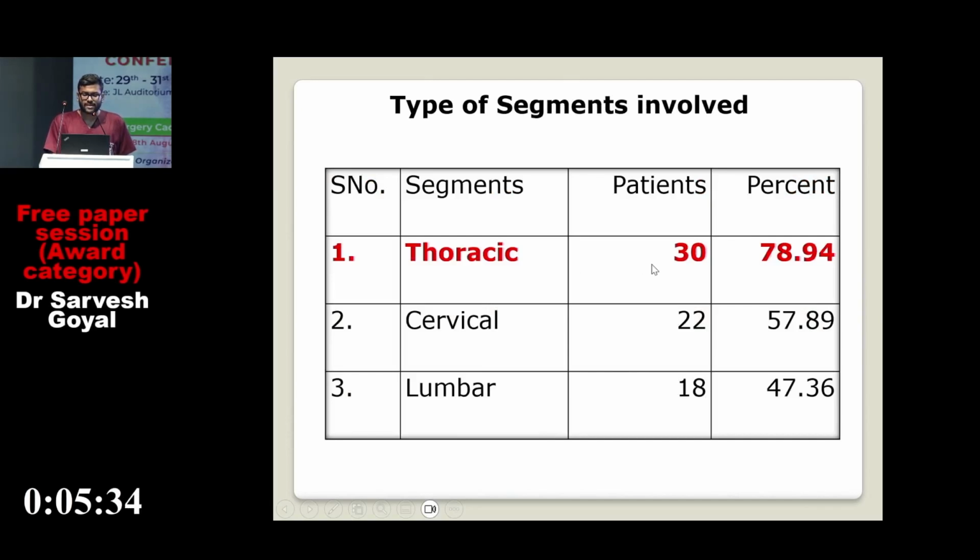The most common segment involved was thoracic, seen in 30 patients, that is 79% of patients, followed by cervical and lumbar.